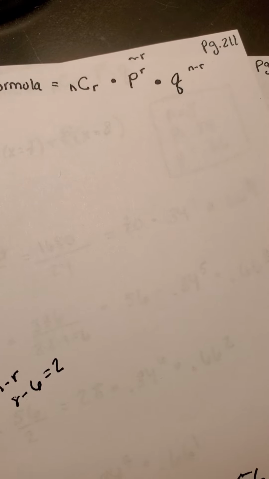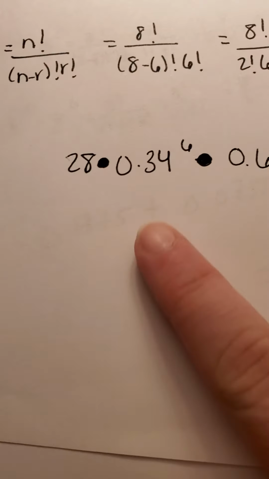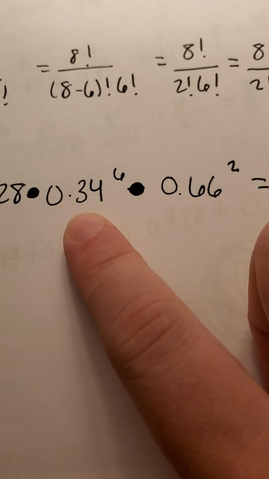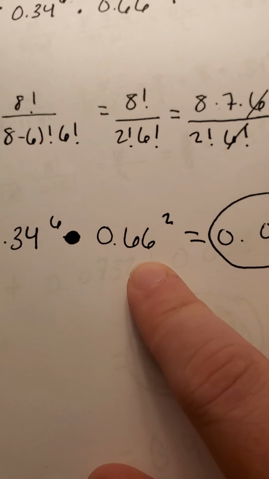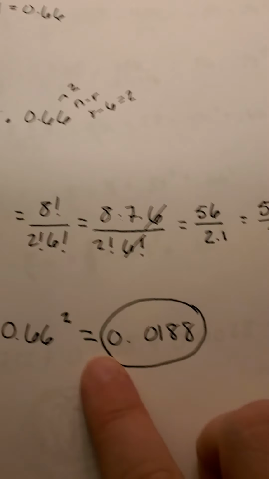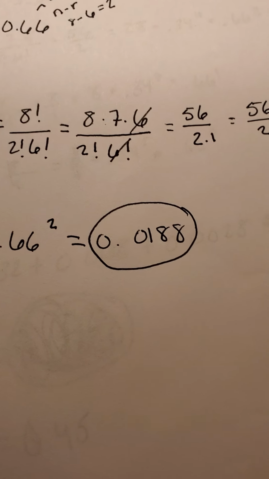Using this formula, we've already found our combination, so we're going to go ahead and plug in the other numbers, which is going to be your 28 times 0.34 with an exponent of 6 times 0.66 with an exponent of 2. When you multiply all those together, you get 0.0188.